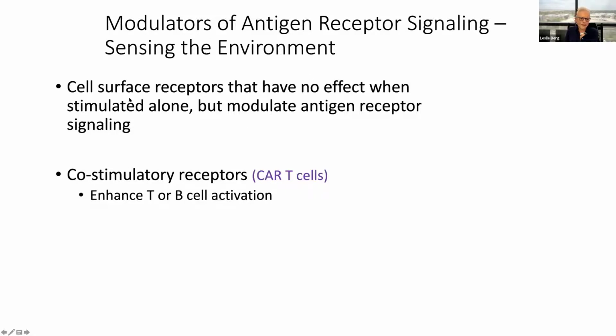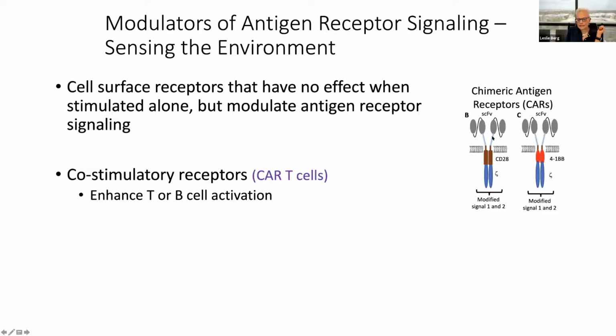And so there are both co-stimulatory receptors that enhance B and T cell activation. And for T cells, I think many of you may have heard about things like CAR T cells, which are really prominent right now in efforts to design or develop better means for treating tumors. So this stands for chimeric antigen receptor.